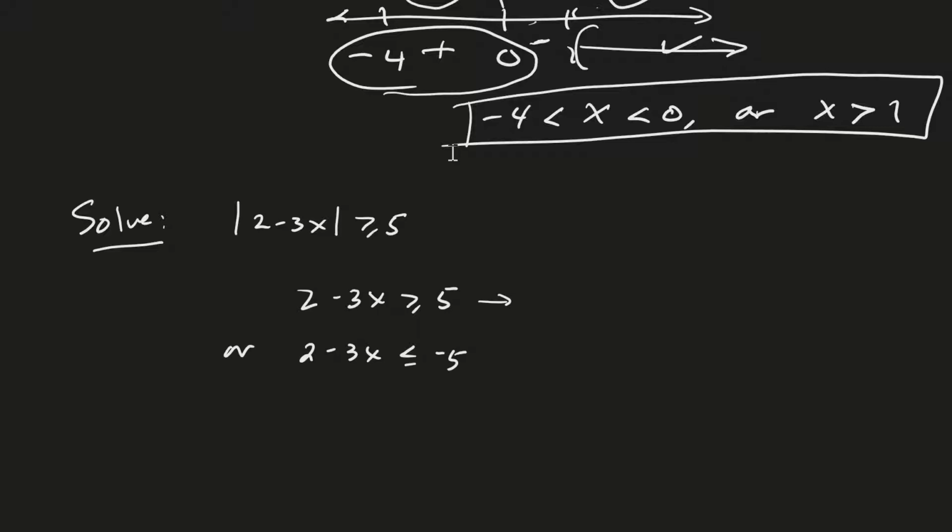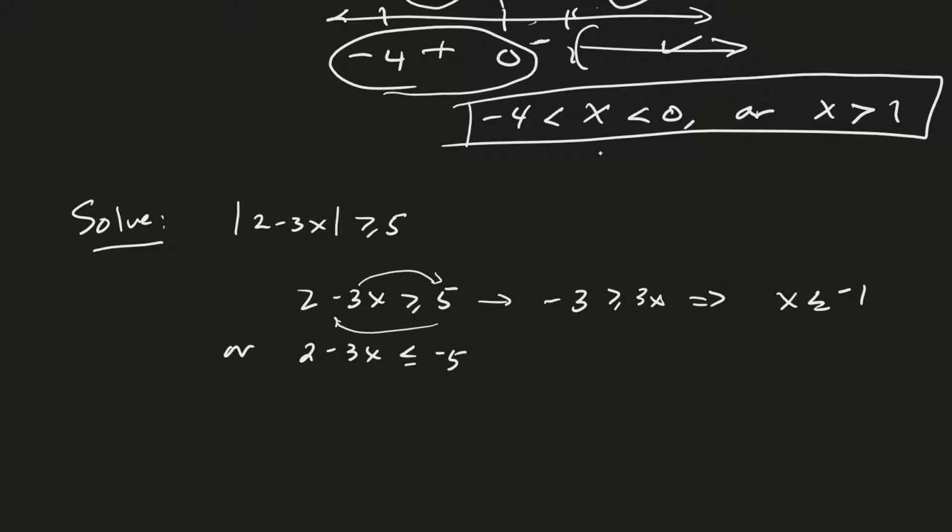In this case, I'm going to take the 3x over, bring the 5 over, and so it looks like 2 minus 5 is minus 3, greater than or equal to 3x. So x must be less than or equal to minus 1 there, right? Oops, let me not jam all that up there. x is less than or equal to negative 1.